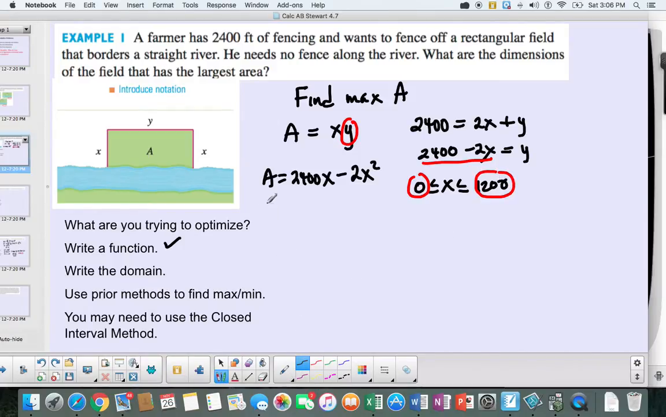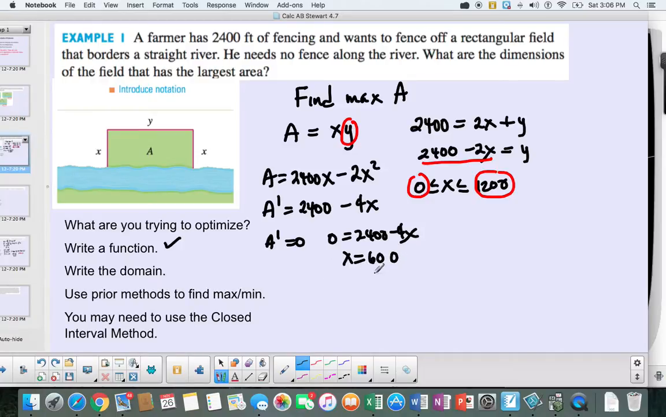All right, so now we're going to use Fermat's theorem and go ahead and find the derivative. That's where critical information is found and the critical points are found. We're going to set the first derivative equal to 0, and when we set this equal to 0, we can see our critical point is going to be 600.